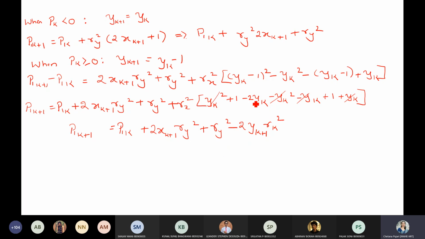So here you have minus 2 into yk plus 2, plus 2 remaining term, right? So what we did, we are taking minus 2 common. So once you take minus 2 common, what you will get? yk minus 1. And what is yk minus 1? yk minus 1 is y of k plus 1. Okay. So hence we are writing y of k plus 1 here.